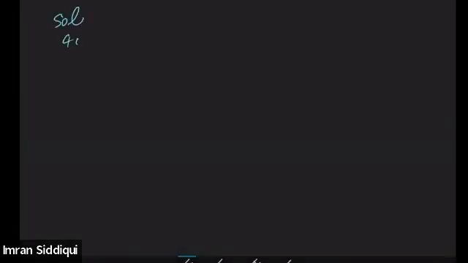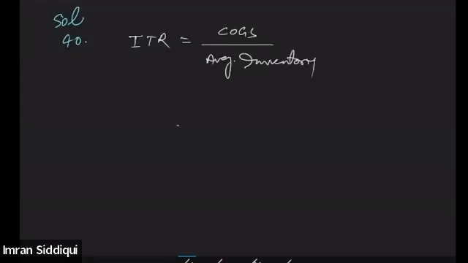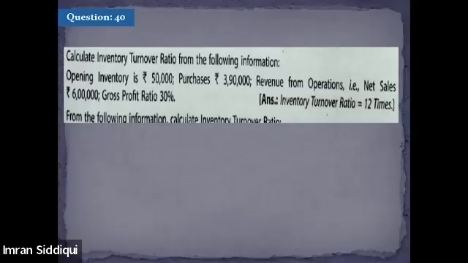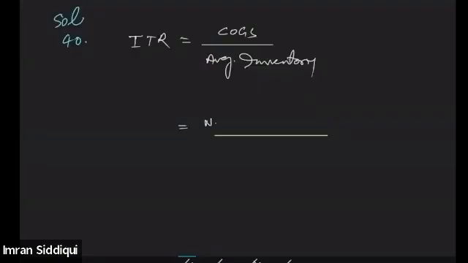solution to question number 40. We need to find out inventory turnover ratio, which is cost of goods sold divided by average inventory. And in this question, you are not provided with the cost of goods sold directly, but the net sales is there, gross profit is there. So simply, you just have to subtract gross profit out of the net sales to get COGS.